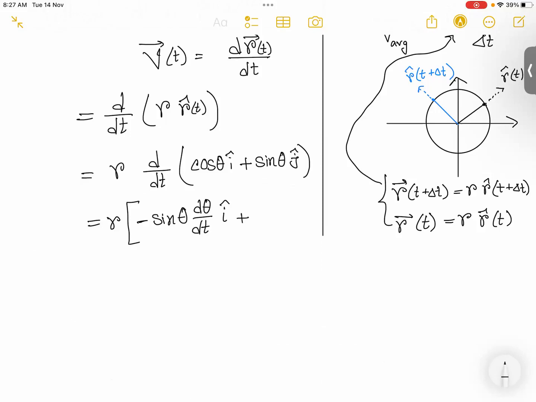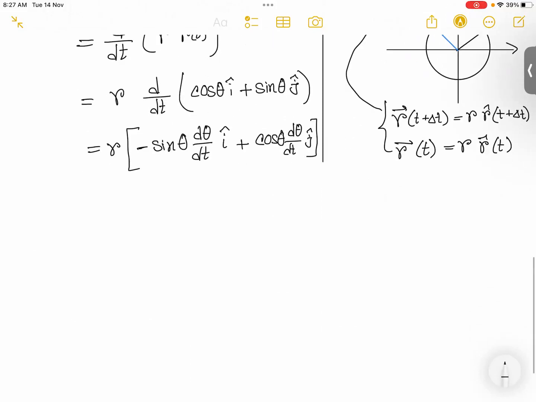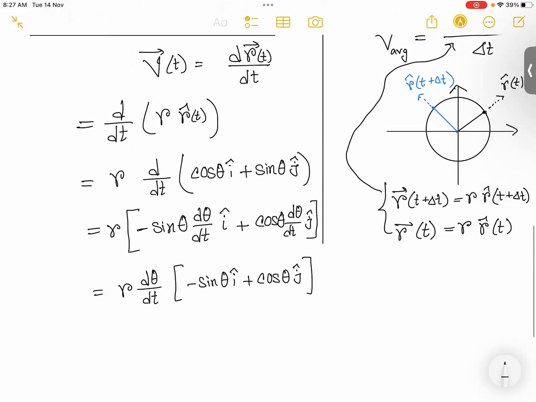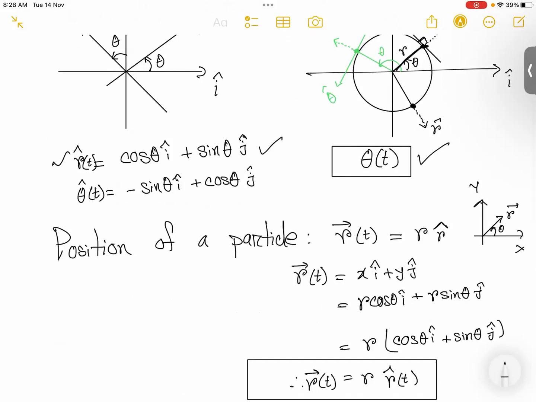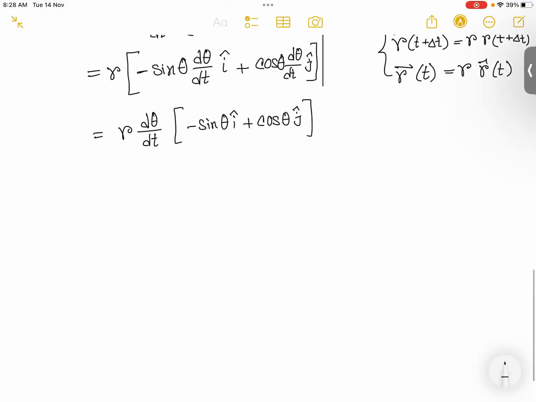Yes, sir. And if you differentiate sin theta, you get cosine theta. Similarly, you write a d theta dt with that, and you have j hat. So if you take this d theta dt common, then here minus sin theta i hat plus cosine theta j hat. Can you tell me what is minus sine theta i hat plus cosine theta j hat? Have you seen this before? Yeah, it's basically the theta hat unit vector, right? So we can just write directly that this is r d theta dt, and this is theta hat. We are saying that the velocity at any time is given by r, some number d theta dt, and the direction is theta hat.